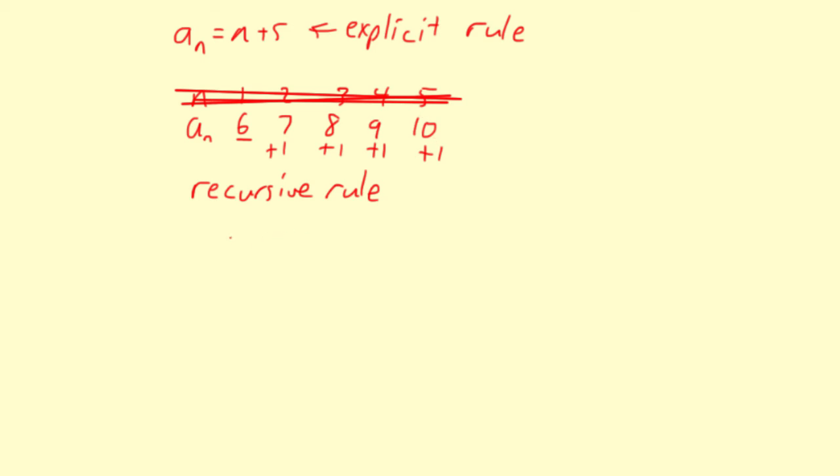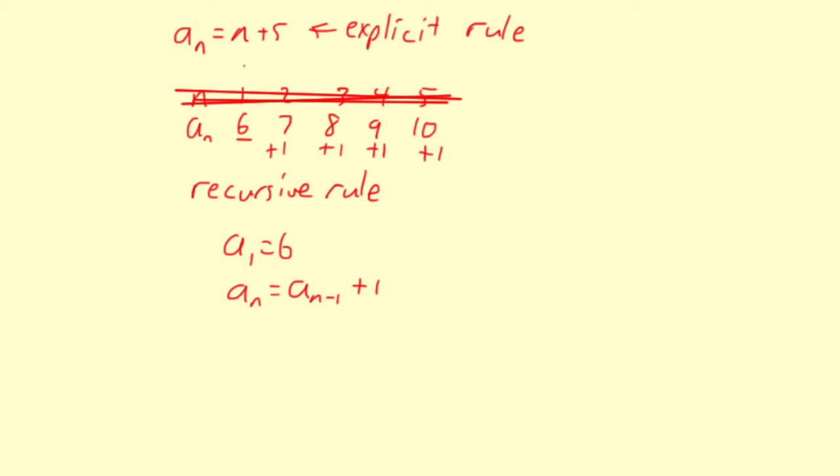So with a recursive rule, there are two parts. The first part is you need to define the first term or terms. So the first term here is 6. And the rest of the terms only depend on the first term because you're adding 1, and that's it. So that's the only first term defined. A sub n equals the previous term, which is written as a sub n minus 1, plus 1. The plus 1 means you're adding each time. The a sub n minus 1, this is probably the most confusing part of working with sequences. This means the previous term.